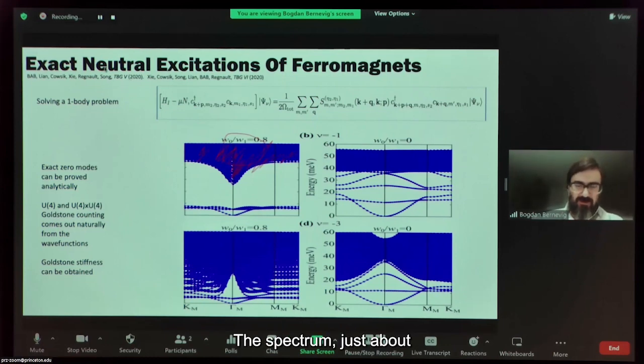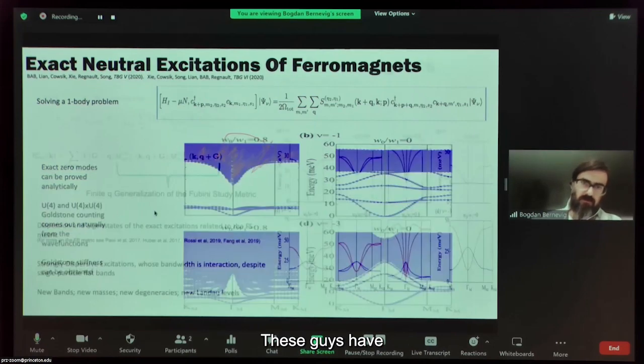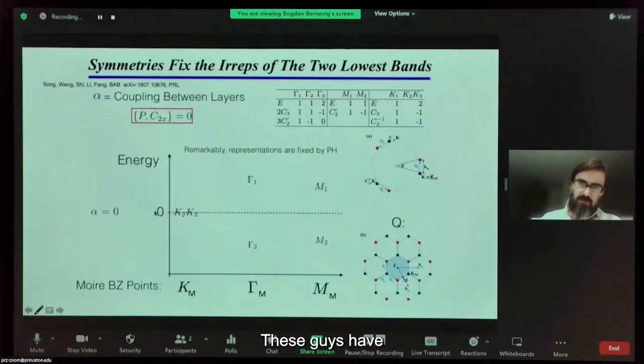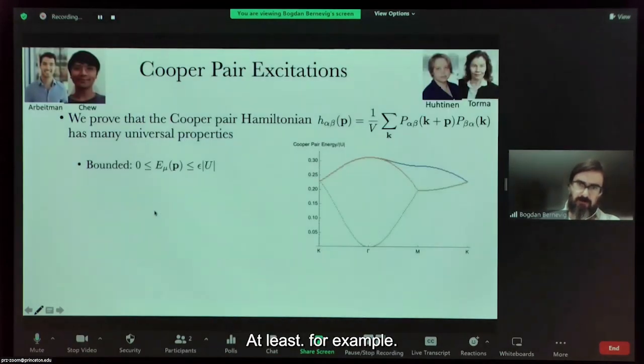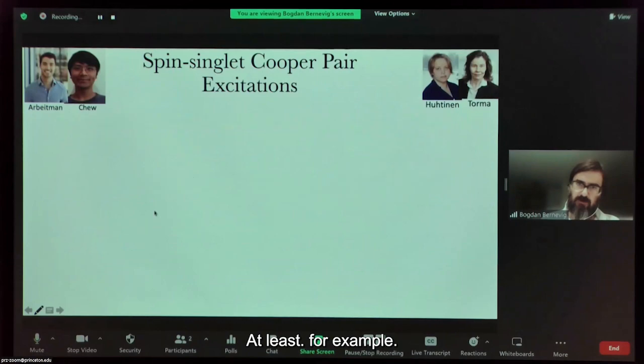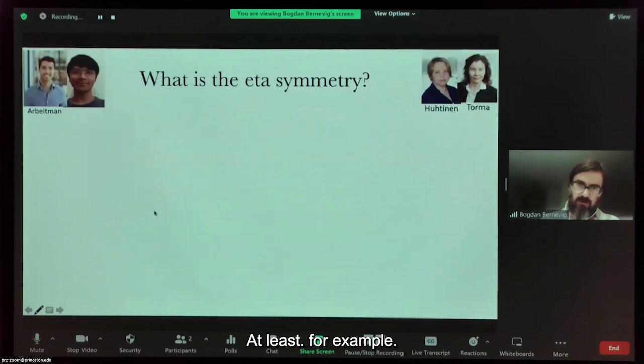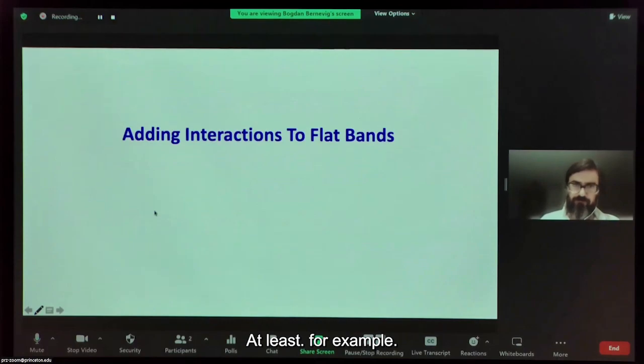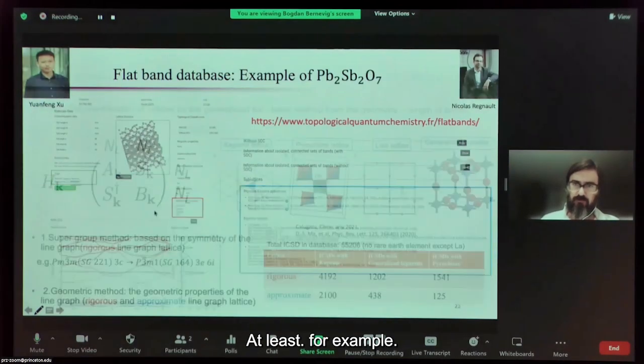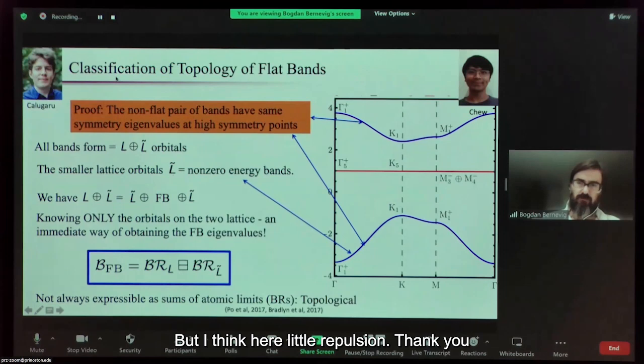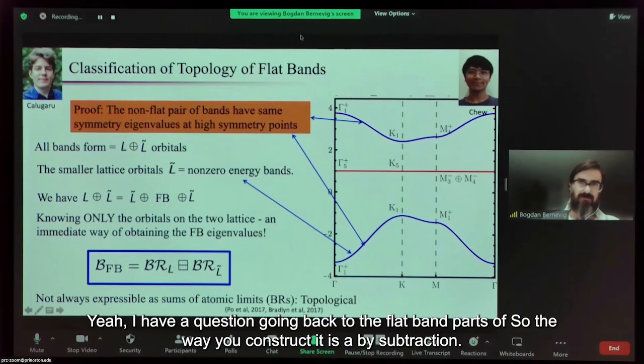Yeah, I have a question. Going back to the flat band part, the way that you construct it is by subtraction of two atomic limits, right? But there are cases, for example, where your flat band can appear and the other bands around it might be topological. If I have a few other bands around it, below and on top of it, which are Chern bands, for example, and my flat band is not a Chern band, is it possible? Or in other words, more generally, is it possible to get flat bands when the other bands are topological?